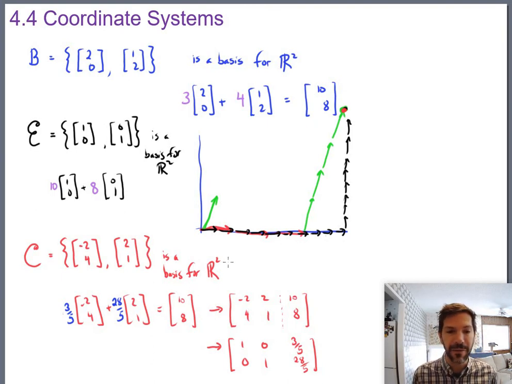So we now have the coordinates for this same point in 3 different coordinate systems. So all a coordinate system means is a different basis. So you say in basis B, it was 3 of the first vector and 4 of the second vector to get there. In basis E, it was 10 of the first and 8 of the second. I don't know if you can hear my cat. He's saying hello to the hummingbirds. And in the C basis, it's 3/5 of the first vector and 28/5 of the second vector, all to get to that same point.